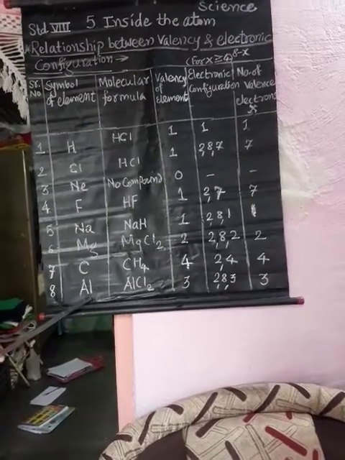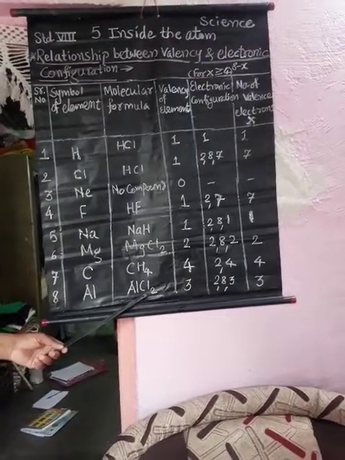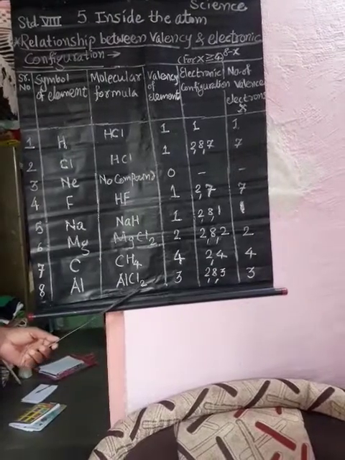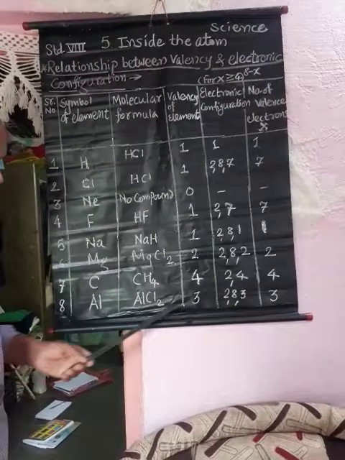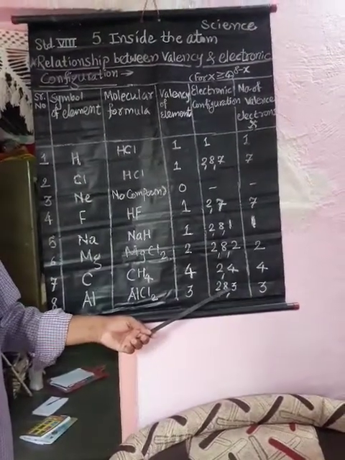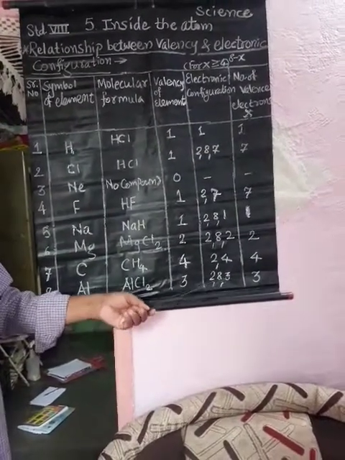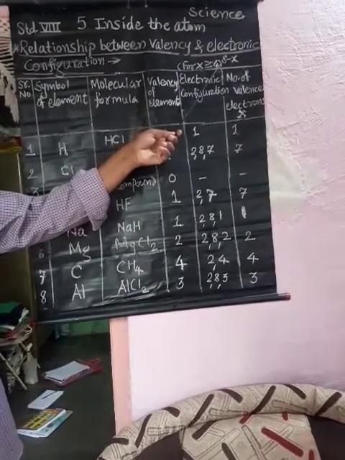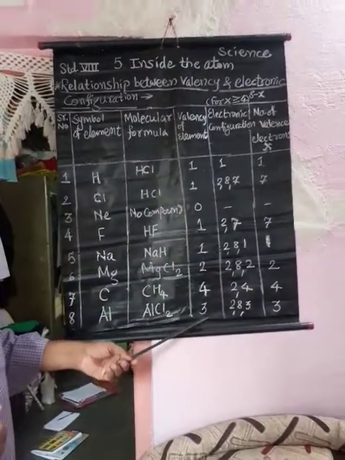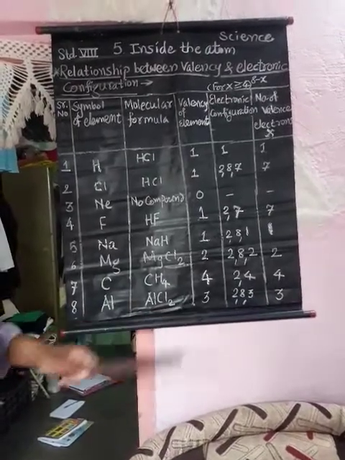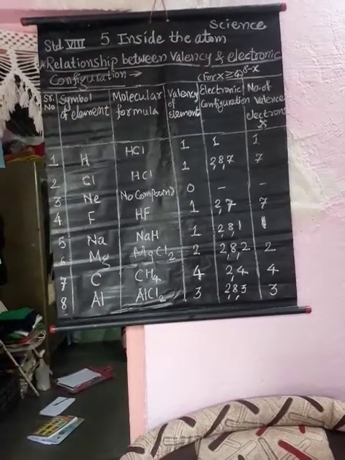One more element is aluminium. The atomic number of aluminium is 13. We have an example of the compound aluminium chloride, AlCl3. For aluminium, atomic number 13, the electronic configuration is 2, 8, 3 in the K, L, M shells. In the valence shell, 3 electrons are there. This number is less than 4. That's why the number of valence electrons in the outermost orbit matches the valency of this element, which is 3. So that is all about the relationship between valency and electronic configuration.